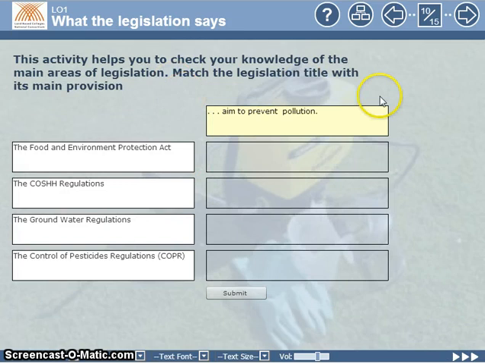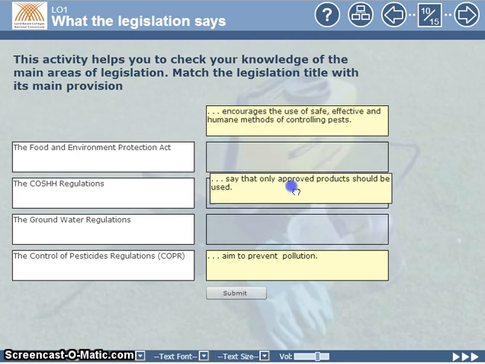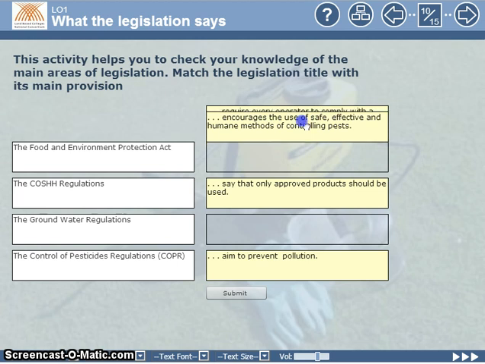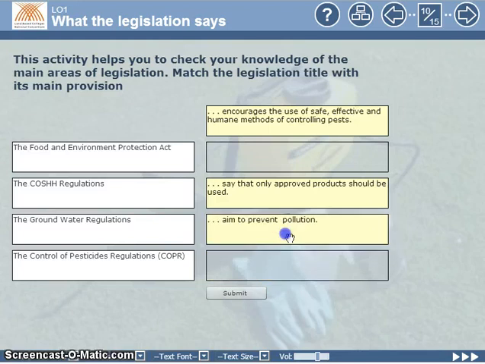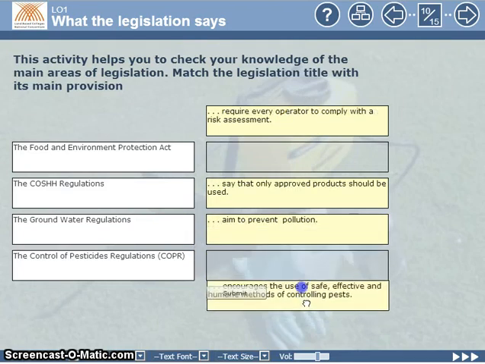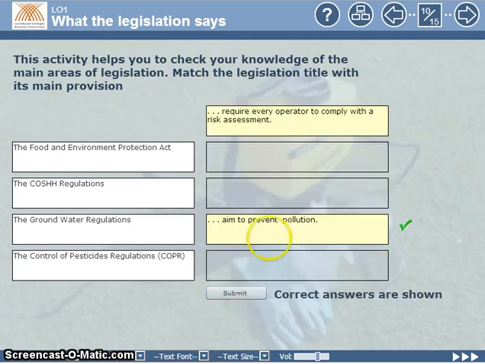Okay, so this activity is just asking us to match the two. Aim to prevent pollution. Just going to have a bit of a guess here. Go for that one. Says that only approved products should be used, so we'll go for COSHH for that one. Encourage a safe main method. Put that one there. Okay, I only got one right there. I'll move on from that.